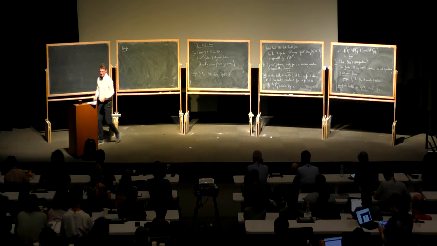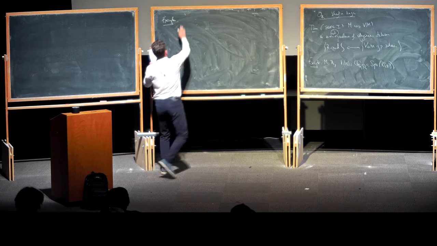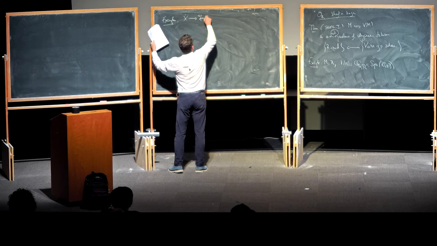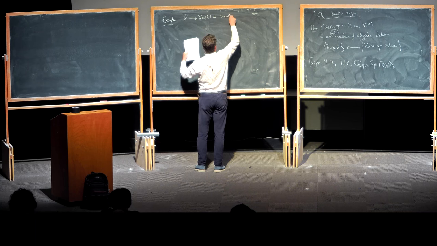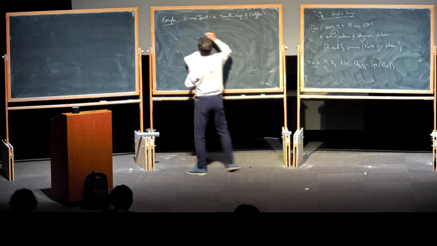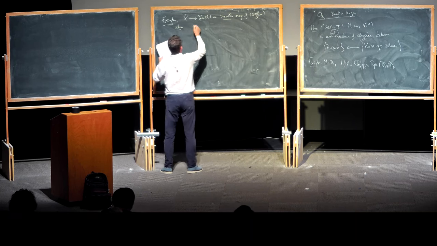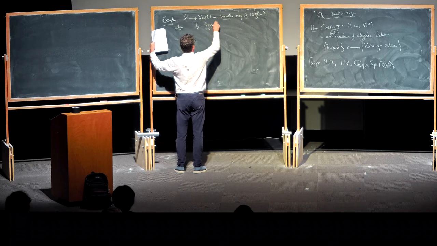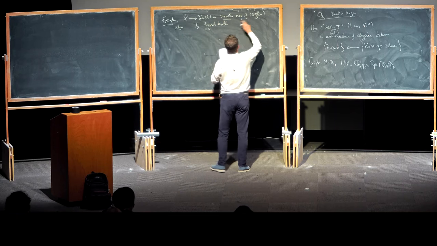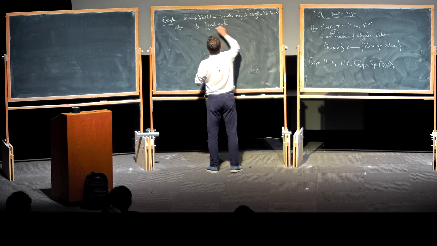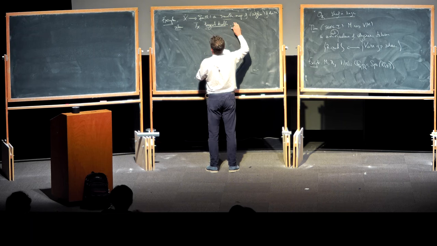Okay, so, well, a general example: if you take X over Spec R, a smooth map of schemes, affine if you want, then you can consider TX, the tangent bundle. Since X is of relative dimension r, the tangent bundle of X is a vector bundle of rank r.